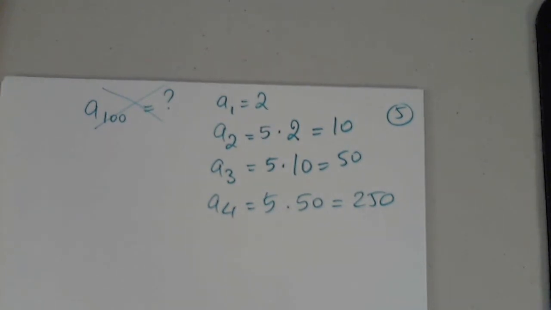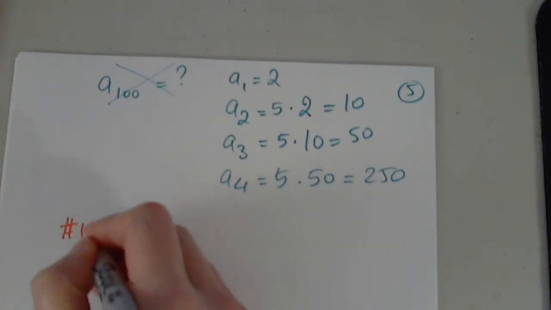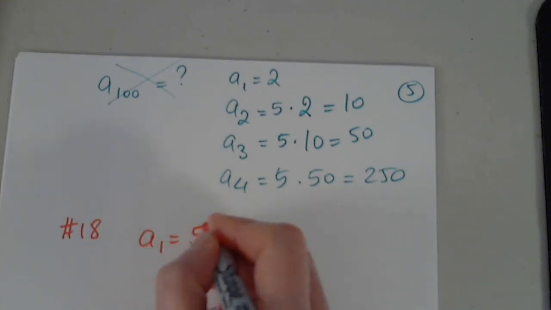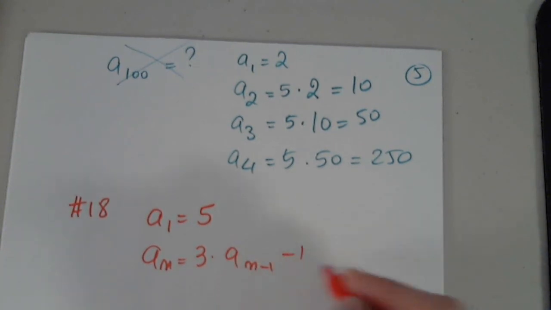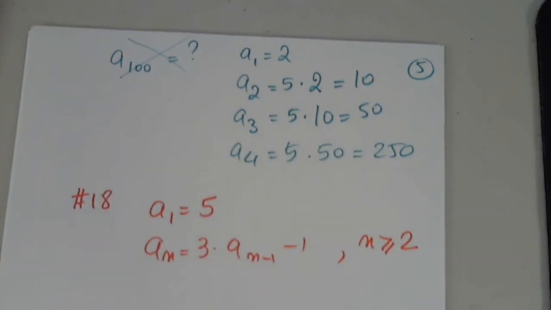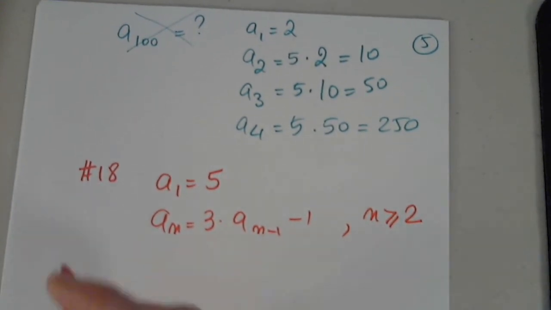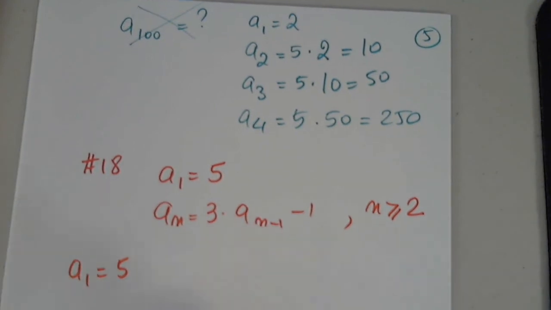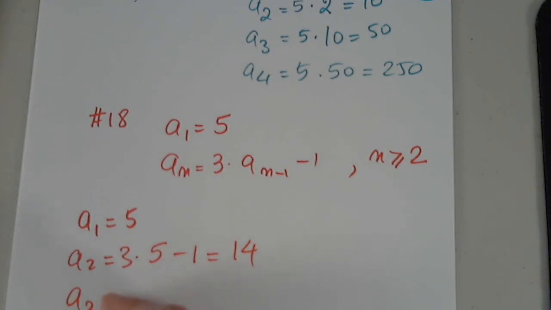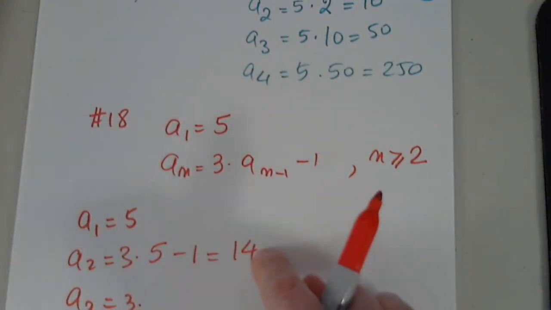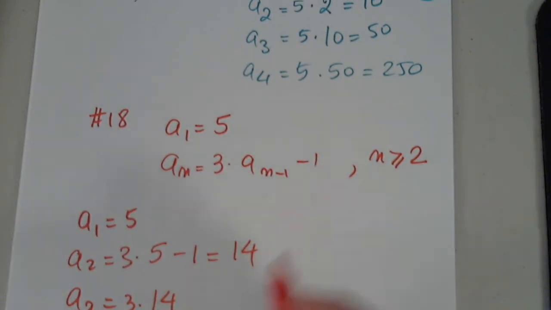So let's look at 18. In 18, we have A1 is given to us as being 5, and the formula is 3 times A sub n minus 1, minus 1, of course, for n greater than or equal to 2. Exactly the same. The first term is clear. The second term is 3 multiplied by the previous term, 5, and minus 1. 15 minus 1, 14. A sub 3 is 3 multiplied by the previous term that I just determined, and minus 1. 42 minus 1, 41.